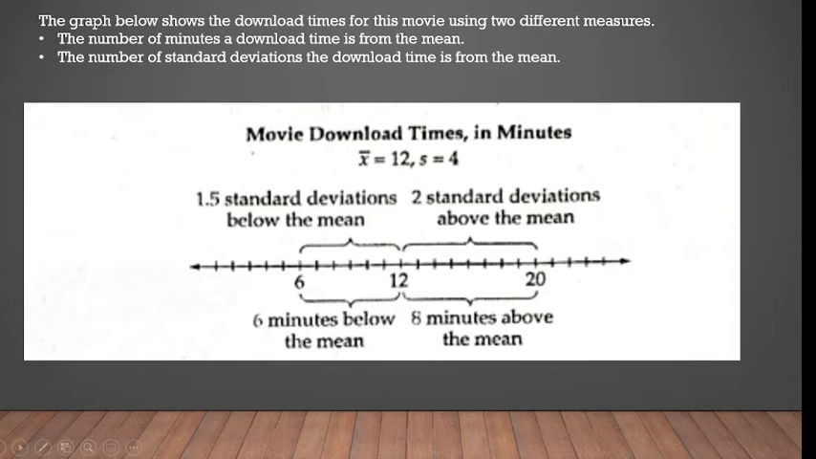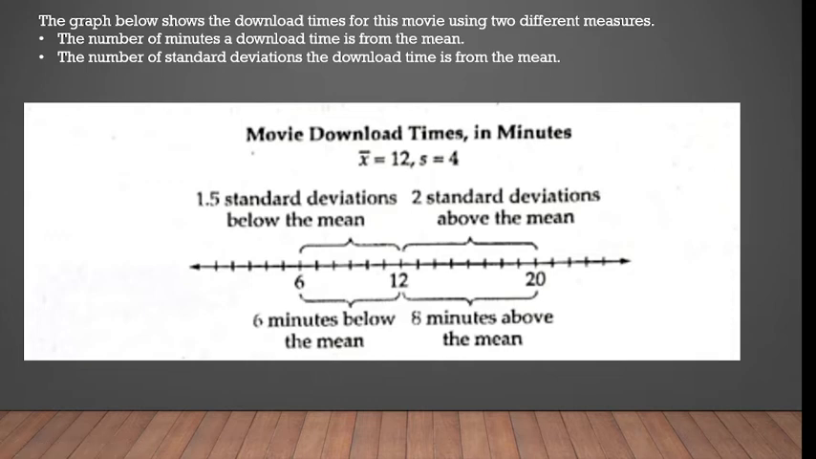In finding the minutes below the mean, we count from the mean down to the 6: 1, 2, 3, 4, 5, 6. So we have 6 minutes below the mean. Above the mean, we count from the mean to 20: 1, 2, 3, 4, 5, 6, 7, 8. So we have 8 minutes above the mean. That's our first measure, the number of minutes a download time is from the mean.